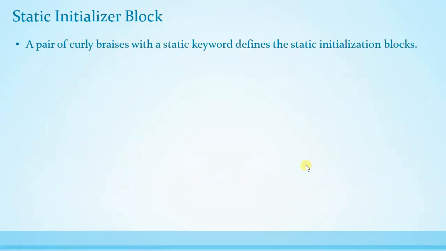Just like, imagine you have a while loop that starts with while, then inside the parentheses we provide some condition, then we have open and close curly braces. The same way, a static initializer block has curly braces and a keyword called static before the opening curly brace.